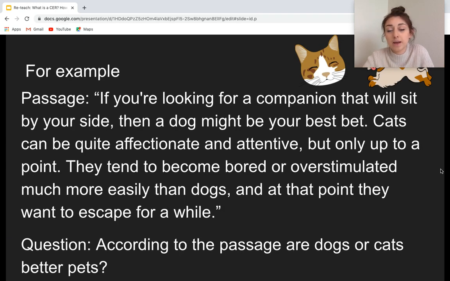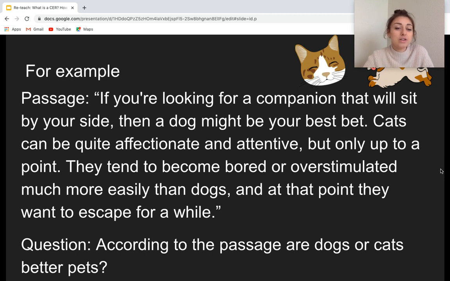So I did an example here, and here's a passage that I just took from an article on the internet. I'm just going to show you this one passage so I don't have to read the whole article to you, and then we'll ask a question about it.